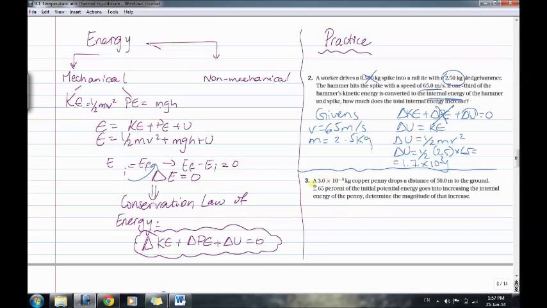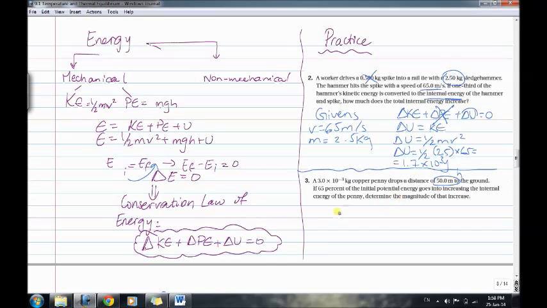Now the second question. A 3.0 times 10 to the power of negative 3 kilogram copper penny drops a distance of 50 meters to the ground. If 65% of the initial potential energy goes into increasing the internal energy of the penny, determine the magnitude of that increase. So as you can see here, what do we have? Here we don't have the kinetic energy because they didn't give us the velocity, but we do have the potential energy because they gave us the height.